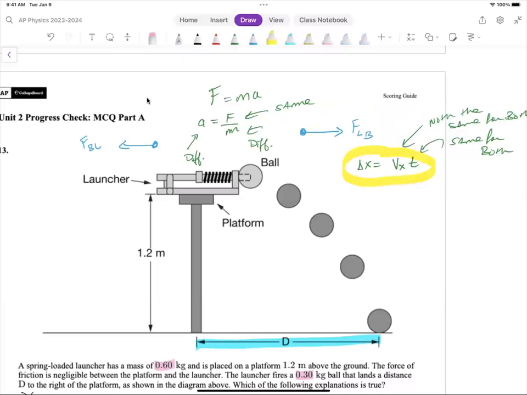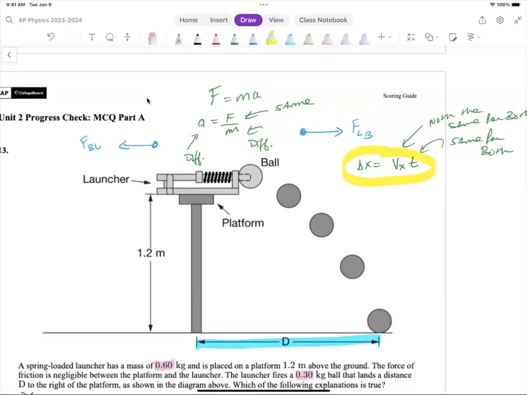3 variables, 1 equation. I need 2 of the 3 in order to solve for the other one. So let's look at the variables. We have delta X, which for the ball is D. And then we have the other 2 variables, initial velocity in the X direction and the time. The time it takes to hit the ground is determined by what is going on in the Y. And the time for both the ball to hit the ground and the launcher to hit the ground is identical. Mass has no impact on the time it hits the ground. Prove it to yourself using your Y 5, 4, 3, 2, 1.